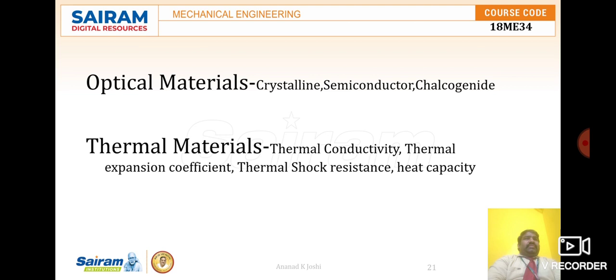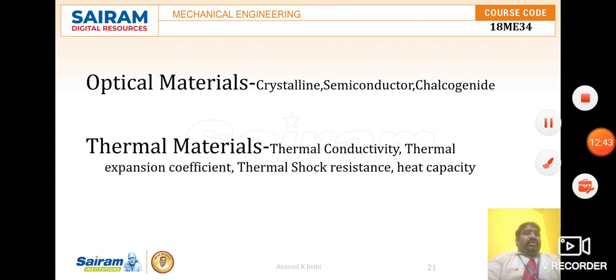Then I will come to the thermal materials. These possess favorable thermal properties in order to control and manage heat in various applications. Hence it is very important to understand the various thermal properties which a material should possess in order to make it useful for the desired applications. First is thermal capacity, thermal conductivity, heat capacity, thermal shock resistance, and the thermal expansion coefficient. These are again some of the thermal properties of materials.